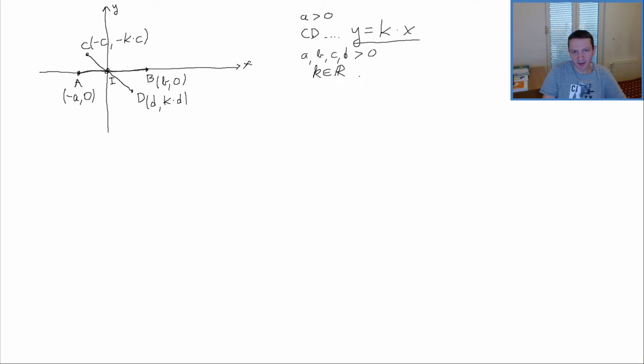We shall see that actually the problem is not well defined if this k is equal to 0, because then two line segments overlap, not just in one point, and in that case the problem is not well defined. Actually, k will be different from 0.